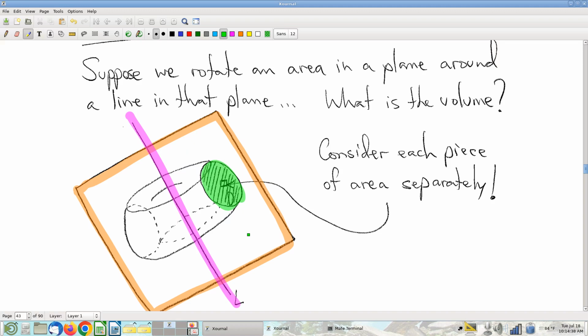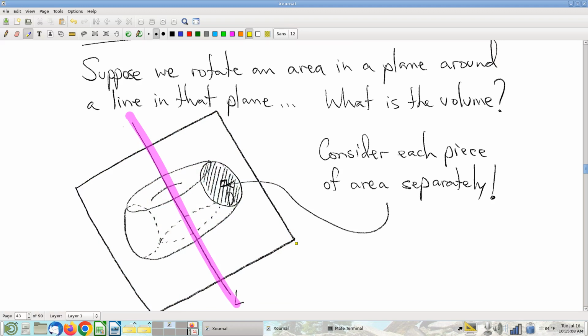Now, I could then ask the question, what happens if I take that area and rotate that area around the line? That generates a volume. And what we're going to try to do is understand a relationship between the area and the volume that it generates. Everybody see the problem? Now, real quick, I want to point out this line that I've got here. I drew it at a weird angle. I did that on purpose.